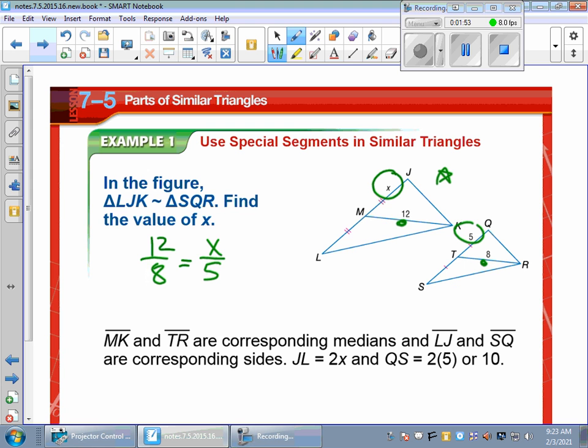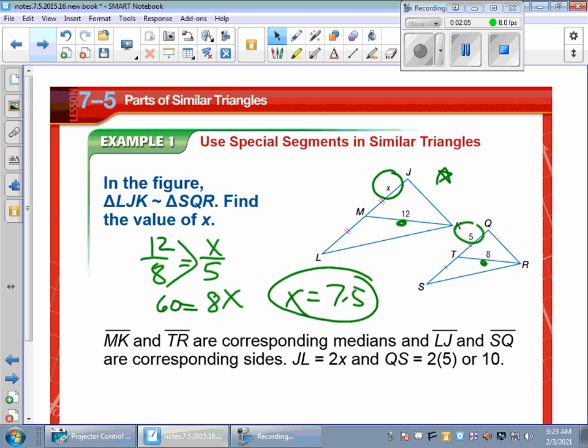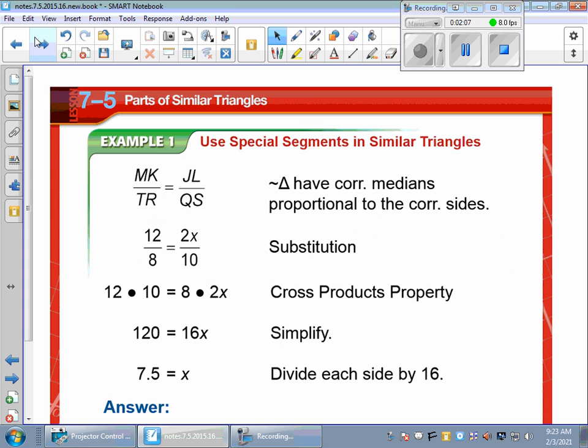So now we would cross multiply and solve. 12 times 5 is 60, equals 8x. And you divide that out and you find that x equals 7.5. Final answer. So that kind of shows you how it goes.